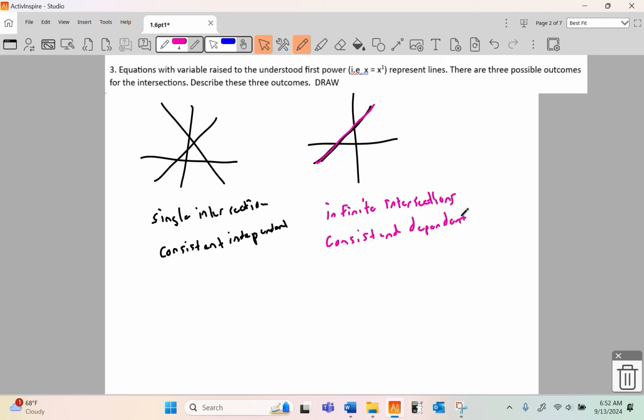I'm basically just redrawing what I drew in the last one, by the way. And lastly, we could have parallel lines. And we would classify that as just inconsistent. That's the big one. Inconsistent. No solutions. There you go.